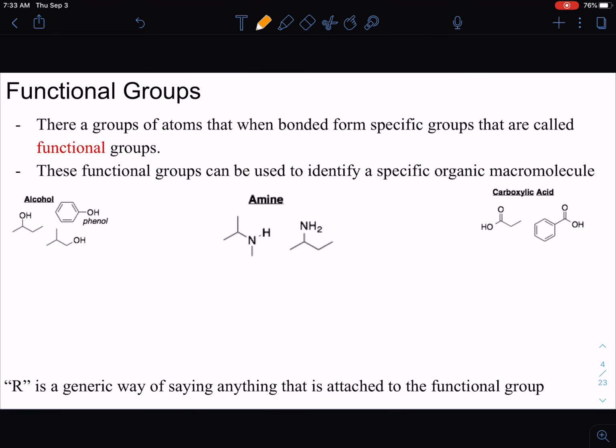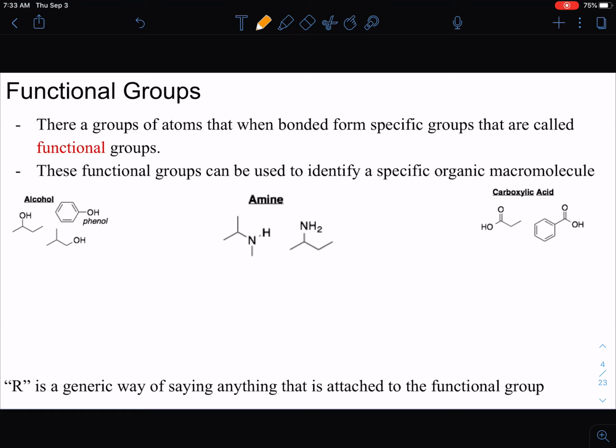So moving on from carbon, what we're going to see are things called functional groups. These functional groups are going to help you identify organic macromolecules. And that's always a question on the Keystone test: what is this image? What type of organic macromolecule is this? Is it a protein? Is it a carbohydrate? Is it a lipid? Or is it a nucleic acid? And these groups will help you identify it.